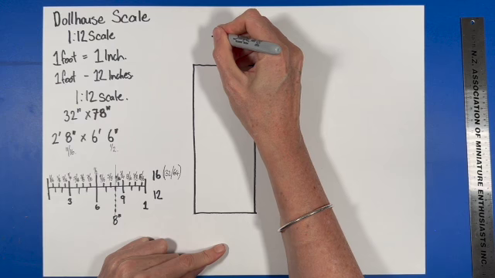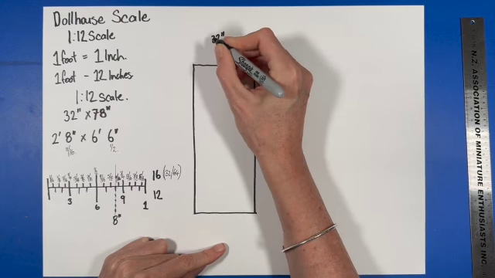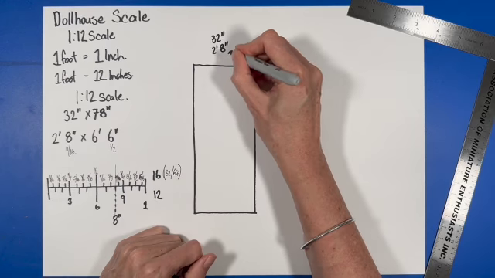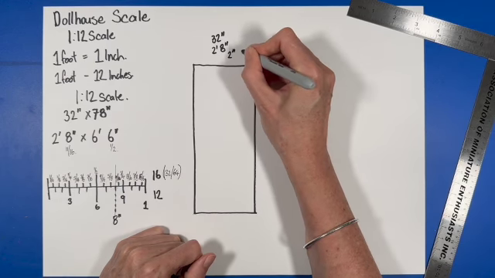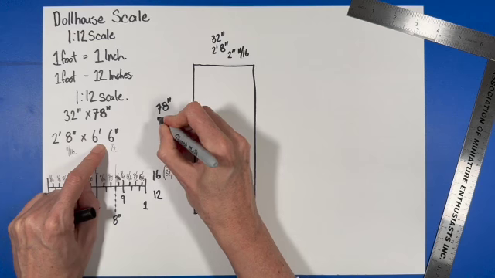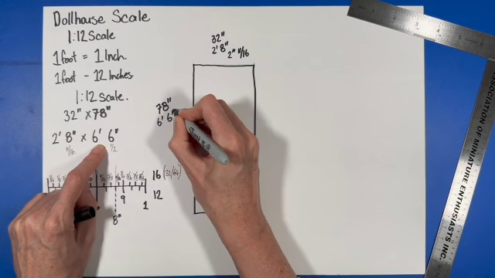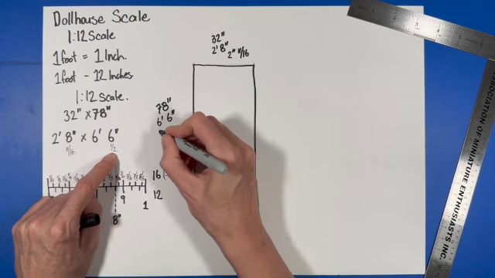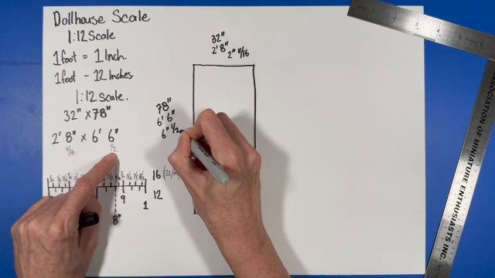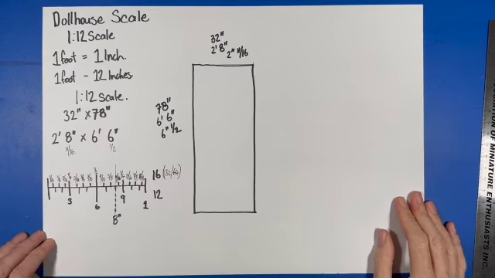Now let's just draw this out. 32 inches is 2 feet 8 inches, so 2 inches and 11/16. And then 78 inches is equivalent to 6 feet 6 inches, which is equivalent to 6 inches and a half in 1:12 scale. Alright, so let's have a look at the actual project.